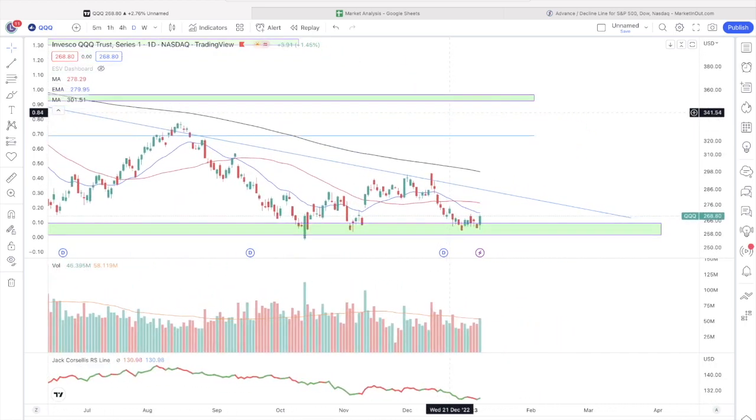Right now, prices are encountering some support over here. This price area is a support area for the Nasdaq. This was the first time, this was the second time, and then this was the third time.